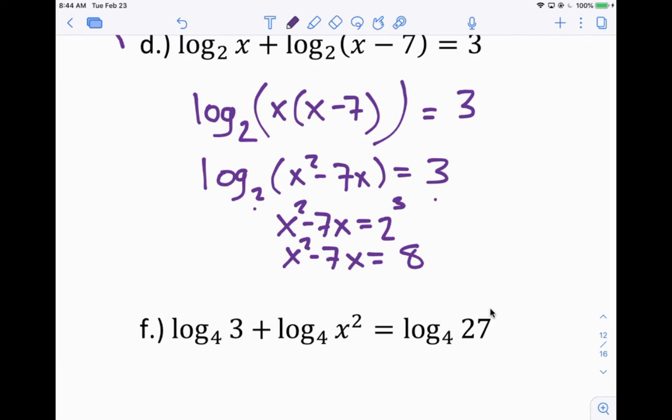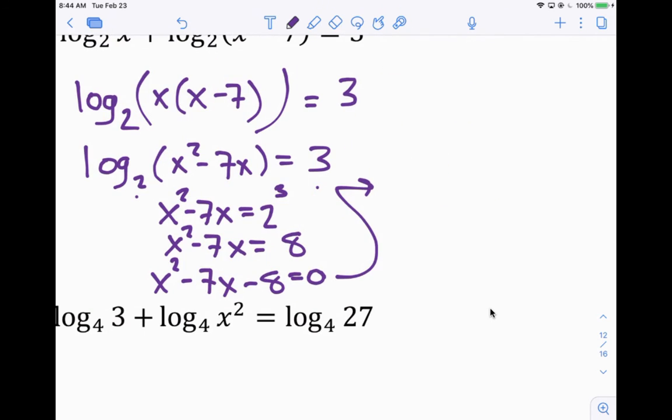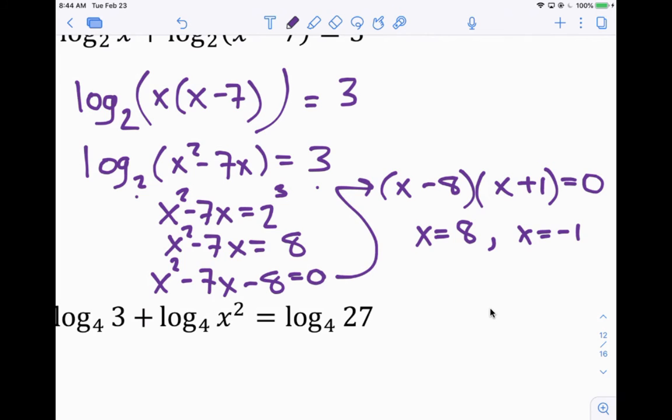How do I solve this? Well, I've got a square and a single x. There's no way to undo those unless you're talking quadratics and factoring, so I'm going to move that 8 to the other side. Minus 8 equals 0. A quick factor, because I do know 2 factors that multiply to negative 8 and add to negative 7. I do believe negative 8 and positive 1 equal to 0. And so we get the 2 answers of x equals 8 and x equals negative 1.